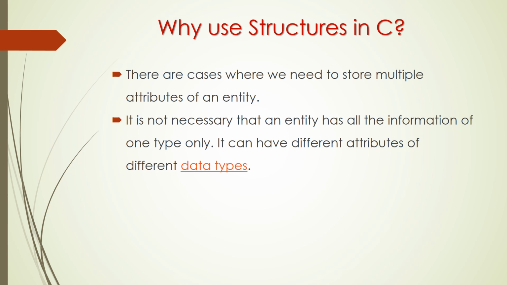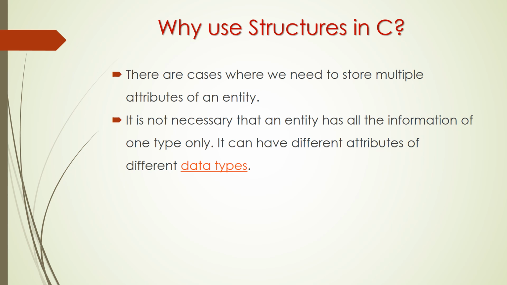Before we jump deeper into structures, let's first understand why we need them. First, there are many cases where we need to store multiple attributes of a single entity. For example, consider a student. A student doesn't just have a name, they also have a roll number, age, marks, and maybe even an address. All of these are different pieces of information about the same object, the student.